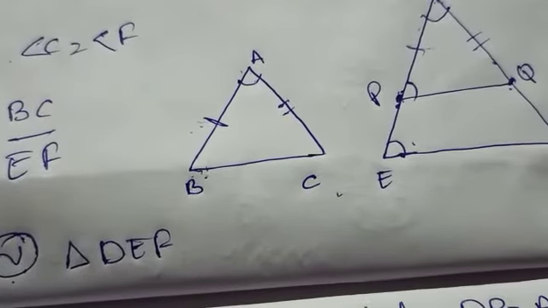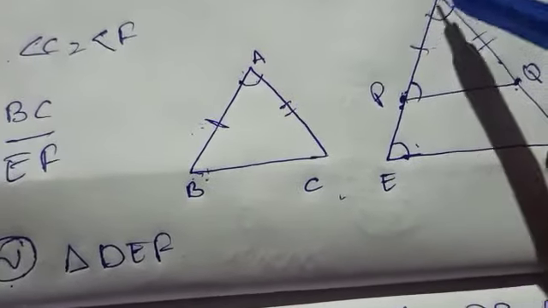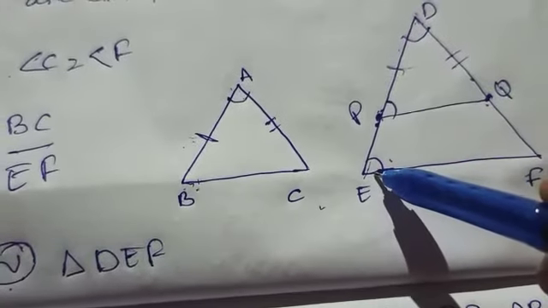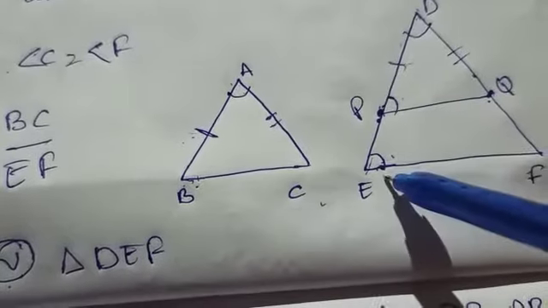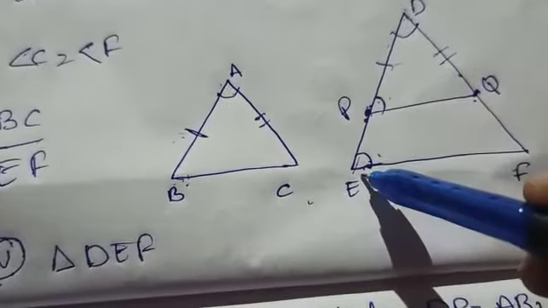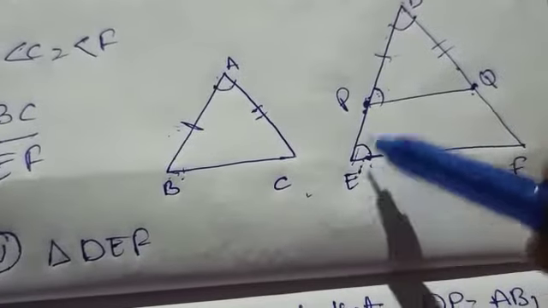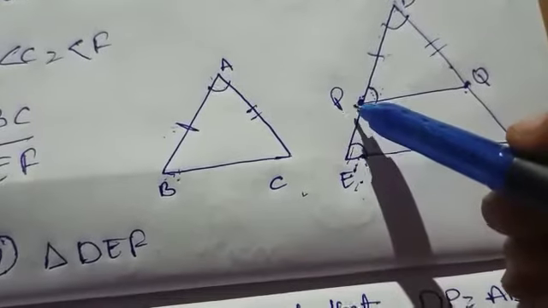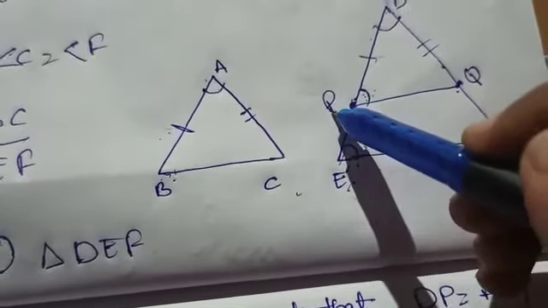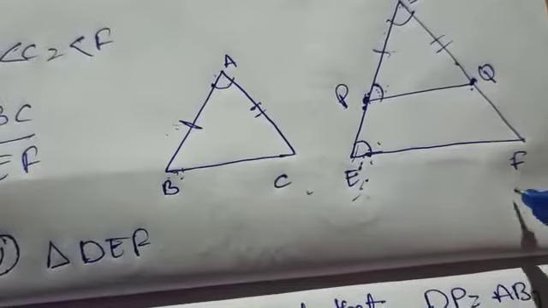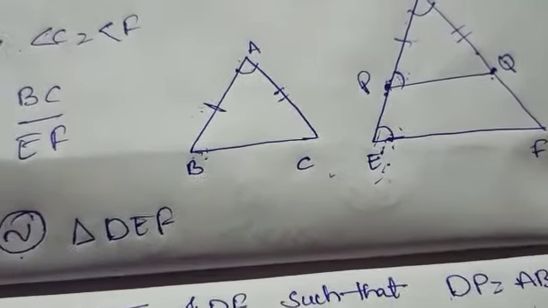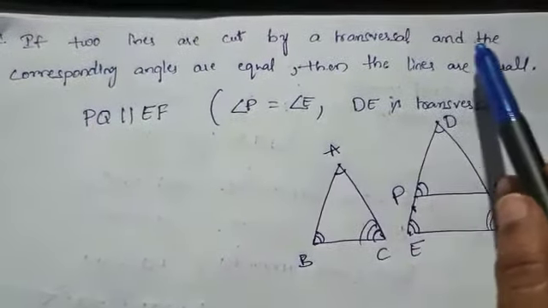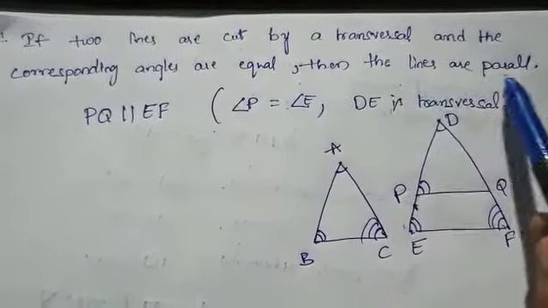We know if two lines are cut by a transversal and the corresponding angles are equal, then the lines are parallel. Angle P and angle E are the corresponding angles. These two angles are equal, then the lines are parallel. So PQ line is parallel to EF line. See the note: if two lines are cut by a transversal and the corresponding angles are equal, then the lines are parallel.